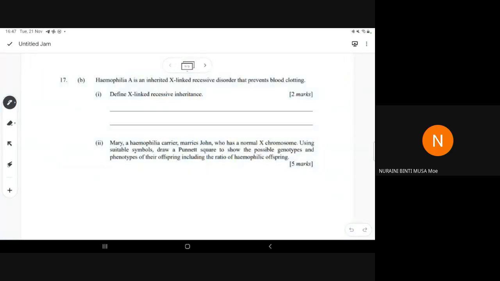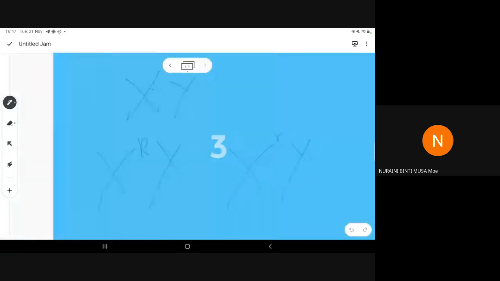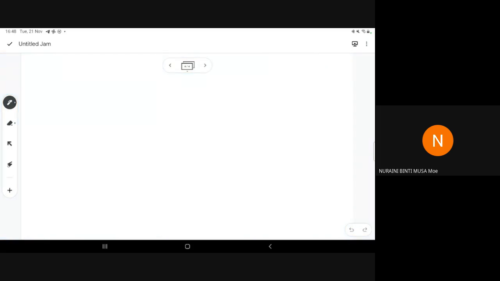Okay, so let's do a question. Mary, a hemophilia carrier. Baru bincang dia what is a carrier. Marries John, who has normal X chromosome. Okay, using a suitable symbol, draw a Punnett square to show the possible genotype and phenotype of their offspring, including the ratio of hemophilic offspring. Okay, so the symbol kita akan guna ialah H lah, senang. Okay, H senang nak guna. Dia kata Mary is a carrier while John is a normal X chromosome.